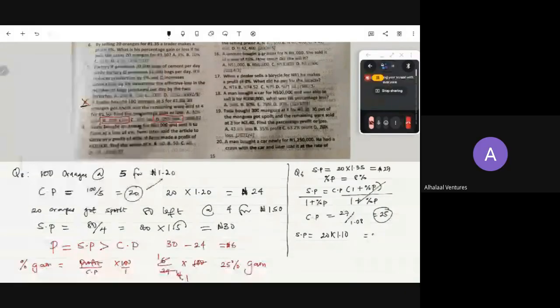20 times 1.1 gives us 22. From here, we can already see that it is a loss. Yes or no? It's a loss. You bought it at 25. You're selling at 22. It's a loss. So percent loss now is going to be equal to loss, which is 3, over cost price, 25, times 100%. So 25 in 100 is 4. 4 times 3, that's 12%.